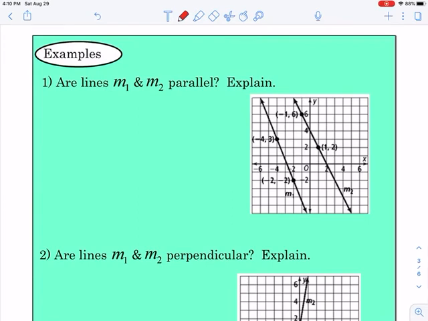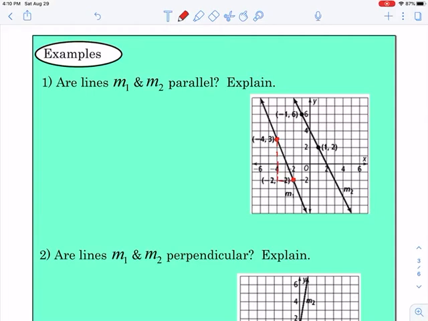Okay, so for example number 1, we have, are the lines M1 and M2 parallel, and explain. If they're going to be parallel, they have to have the same slope. And since I have the graphs, instead of using the slope formula, I'm going to count. So for my first one, I'll do this bottom line. I'll highlight my 2 points in red here. Again, we're going to count. Doesn't matter which point you start at, but please make sure that you're moving up or down first. So I'm going to go down here and then to the right.